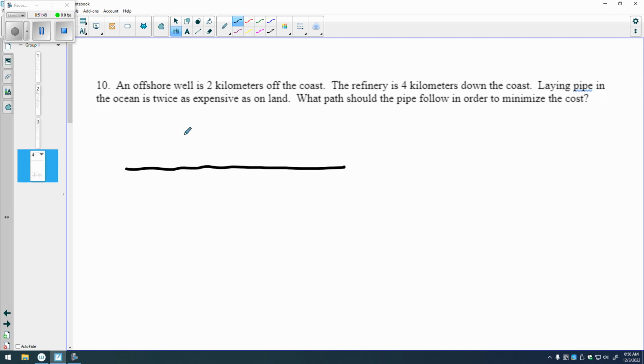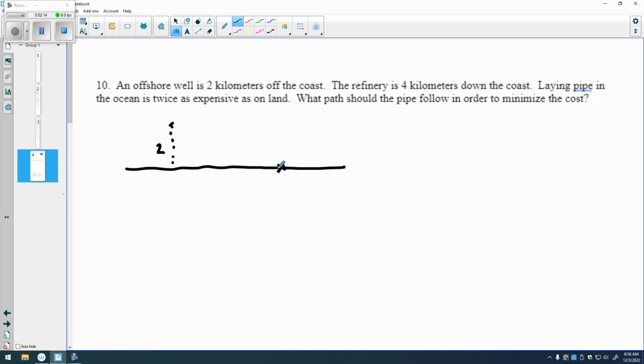So here's my scenario. Here's my oil well. I guess it doesn't say oil, but I assumed it was oil. We have 2 kilometers off the coast. And the question is, laying pipe in the ocean is twice as expensive as on land. What path should the pipe follow in order to minimize the cost? So do we want to go straight to shore and then run down the shore? What are we gonna do here?